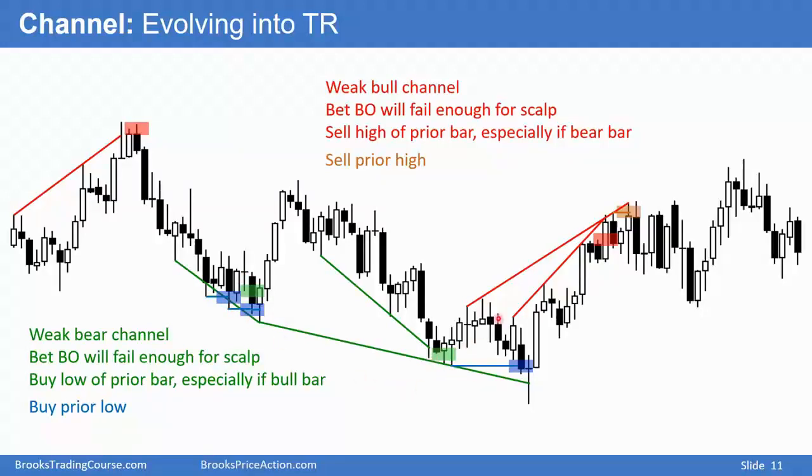We're getting a lot of dojis. A new low here is possibly a wedge. 3 pushes down, 1, 2, 3. Bulls will buy the new low, betting on a wedge and at least a small reversal.